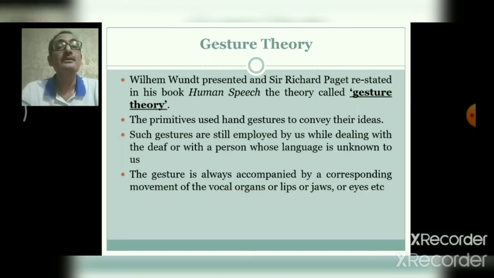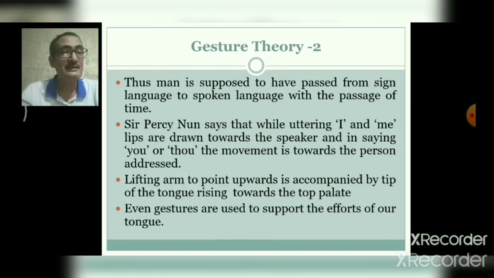The gesture is always accompanied by a corresponding movement of vocal organs, or lips, or jaws, or eyes. While a person is gesturing something to somebody else, it is not just gestures, but along with those gestures, some sound or some features of your face play some role, and this combination of gestures and your features conveys a perfect meaning. Thus, man is supposed to have passed from sign language to spoken language with the passage of time.